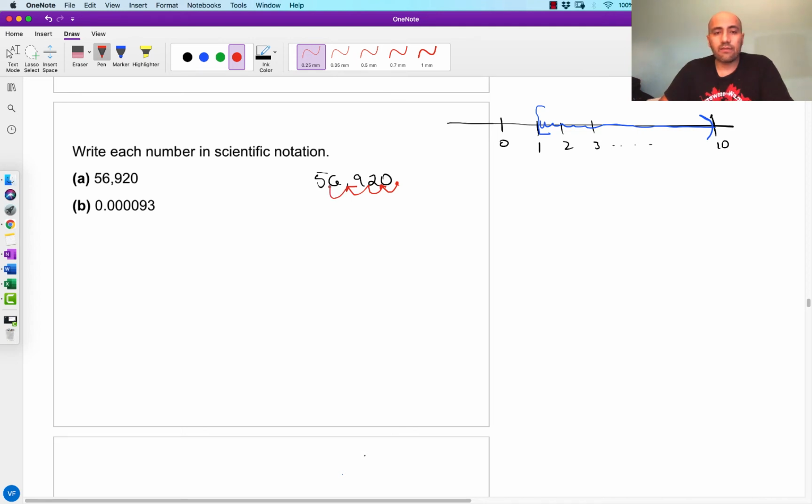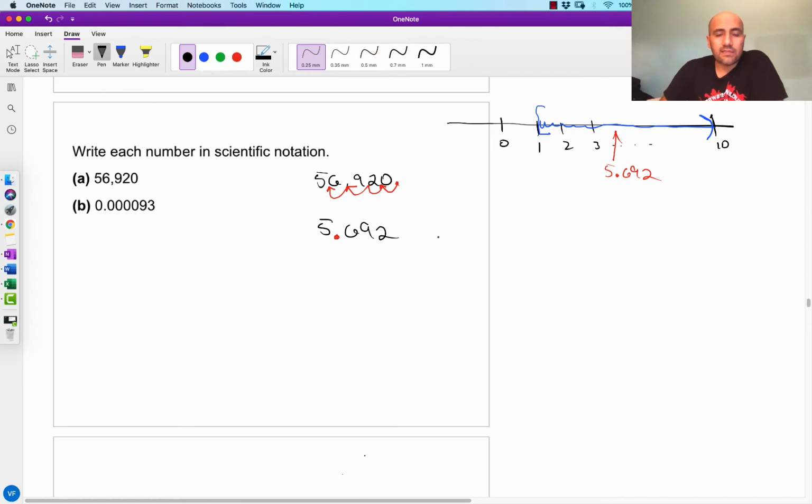And finally, if I put it right in there, I end up with 5.6920, with a point right there. And that one is in here. 5 point something is in here, 5.692. So that satisfies that first part of the scientific number. That first number has to be in this range.